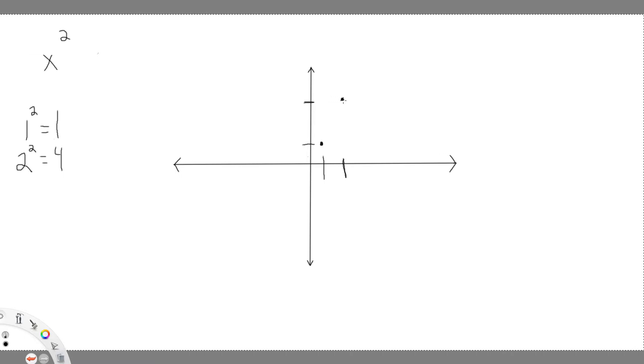This definitely is not a linear function. So let's do more points. Let's try negative 1 squared, which is 1. Negative 2 squared equals 4. So still the same. And don't forget, 0 squared equals 0. There. Now, we can connect the dots.